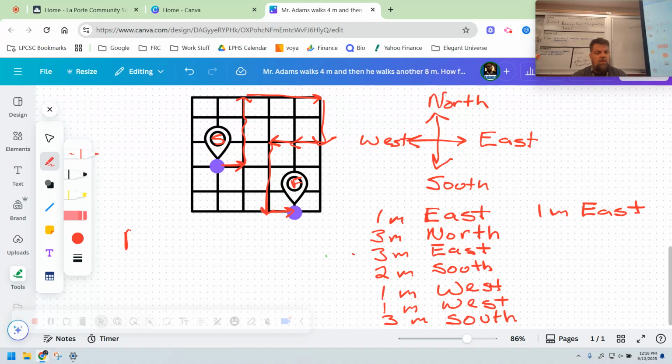Now, if I want to calculate the distance, you mean scroll up? Sure. You can't see the stuff on the bottom, right? Right. Okay.